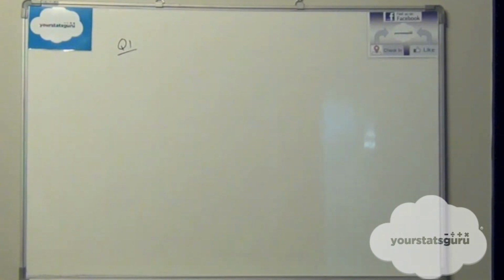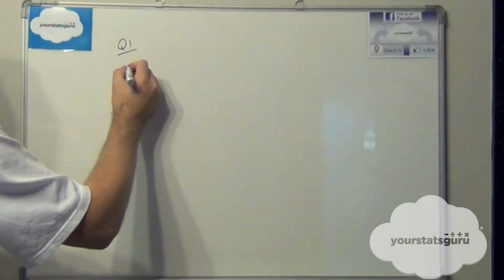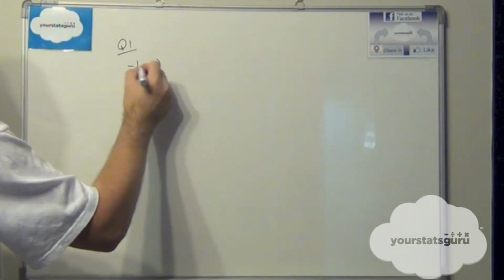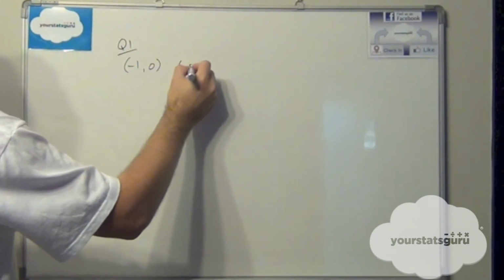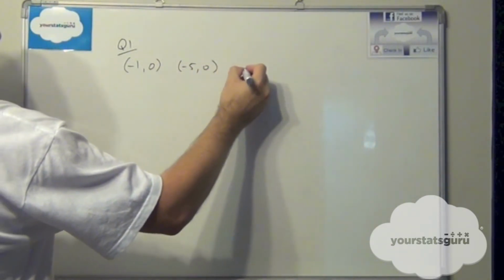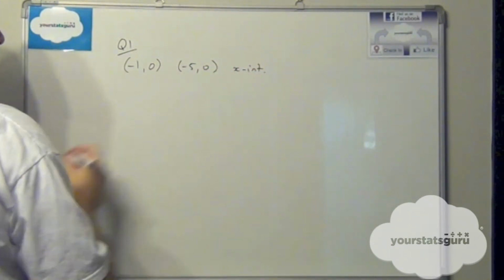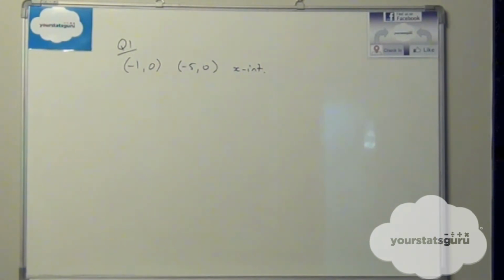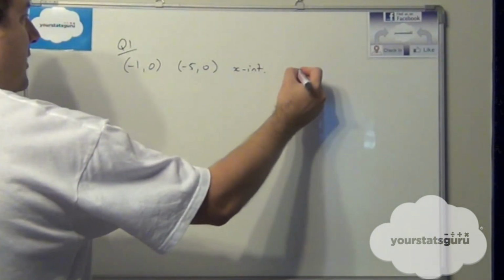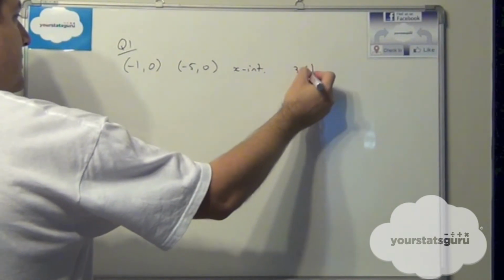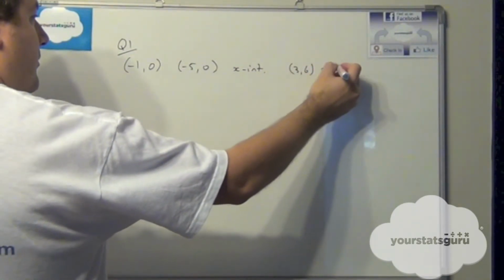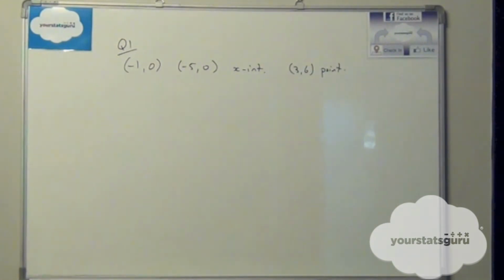In this question we're told that a parabola has x-intercepts of -1 and -5. In other words, the parabola passes through the points (-1, 0) and (-5, 0), because these are our x-intercepts. And we're also told that the parabola passes through the point (3, 6), and we're asked to use this information to find the equation of the parabola.